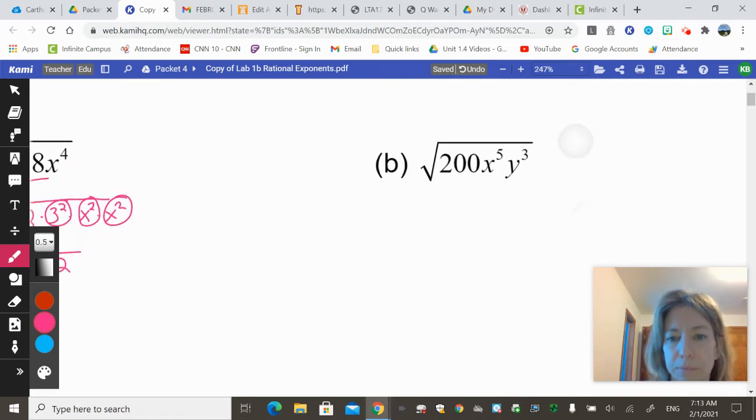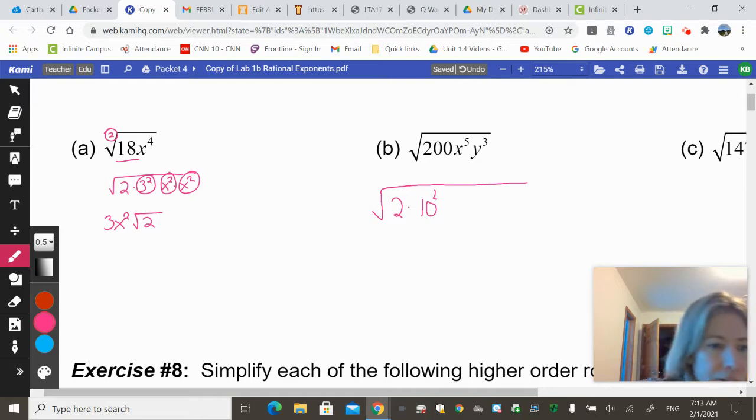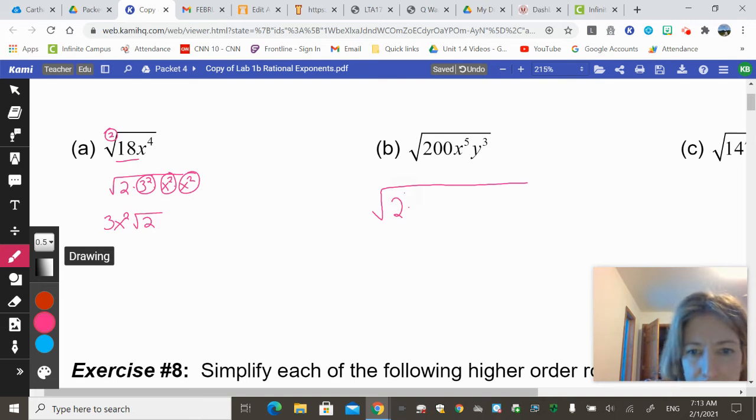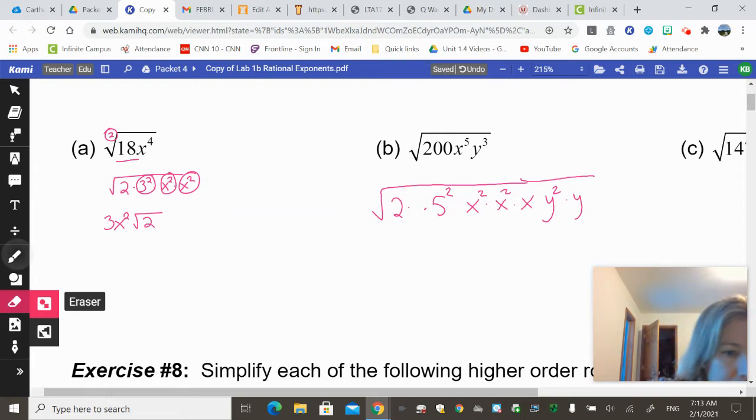All right, next one. So again, I know 200 is 100 times 2, or 2 times 10 squared. Calculator Soup would tell you it's 2 to the third times 5 squared. I'll just do it like that. You can, like I said, do it many ways. Since I have x to the fifth, I can break that down, and I can bring y cubed down into y squared times y. And again, this is review, so I'm not really going too in depth. The 2 to the third we can change to 2 squared times 2.